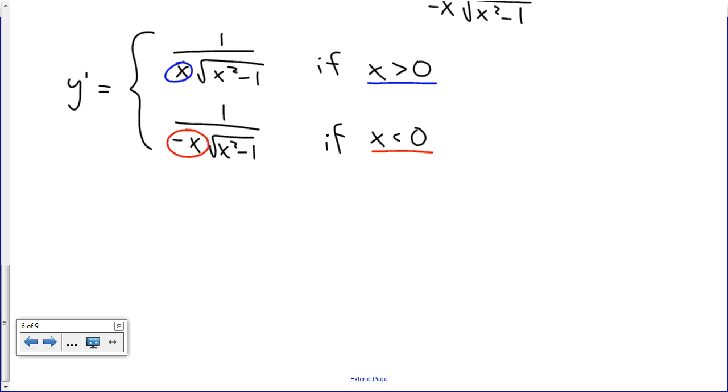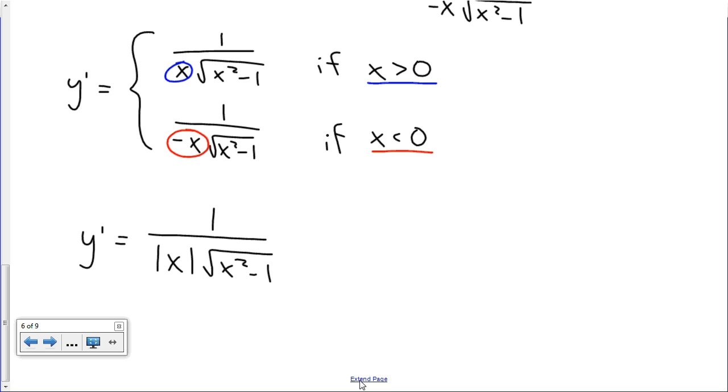If I had a way that I could easily represent a number that's always positive, that would be great. And that's right, we have absolute value. So I can write y prime is equal to 1 over the absolute value of x, because that quantity is always positive, times the square root of x squared minus 1. And that right there is our rule for the derivative of secant inverse.